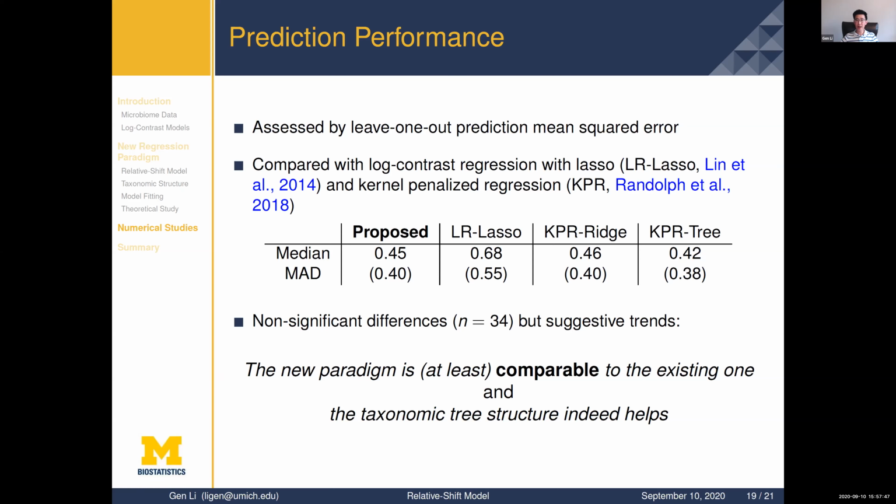Another finding is that using this taxonomic tree structure actually improves the prediction performance. If you look at these results, the best two are our method and the KPR tree, which both use the taxonomic tree structure. The other two do not use it, so they have slightly worse performance. So these two messages are quite suggestive.